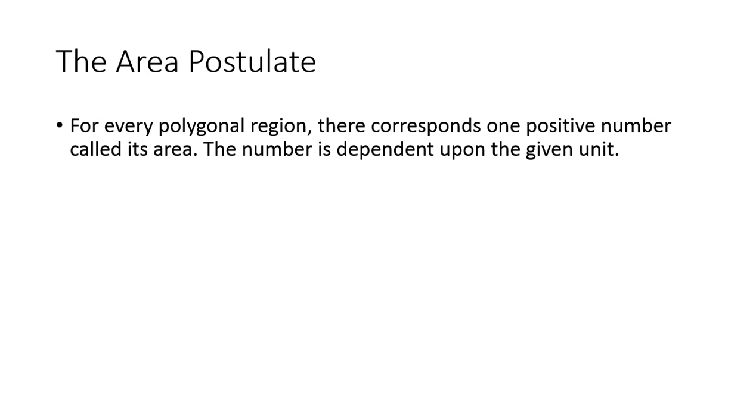Basically, what the area postulate says is that for every polygonal region, there corresponds one positive number that is called the area. Basically, it's the number that tells how much it takes to fill that polygon based on a certain unit of measurement. And that unit of measurement is usually given in feet squared, inches squared, meters squared.